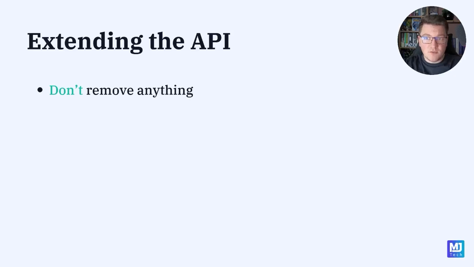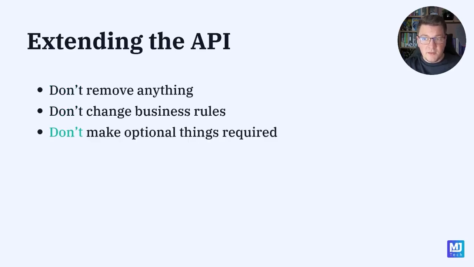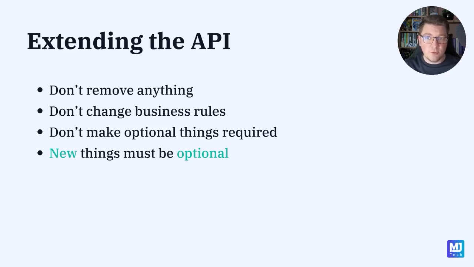If we follow a couple of simple rules when extending our API, we can make sure that we never introduce a breaking change. All we have to do is to never remove anything on our API. We can't change the business rules. We can't make optional things required, and anything new that we introduce on our API has to be optional. If we respect these 4 rules, then any change we make inside of our REST API is going to be backwards compatible. And this eliminates the need for API versioning.